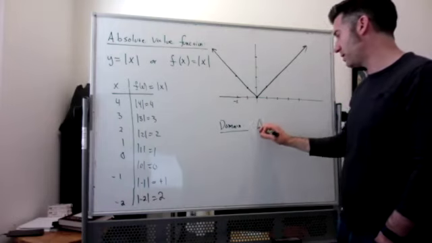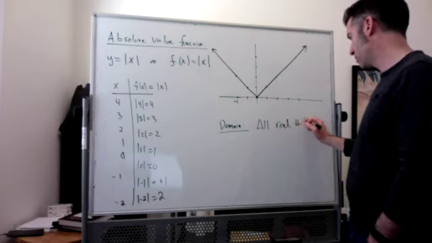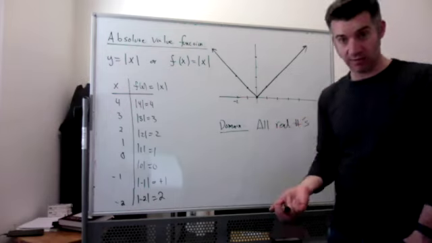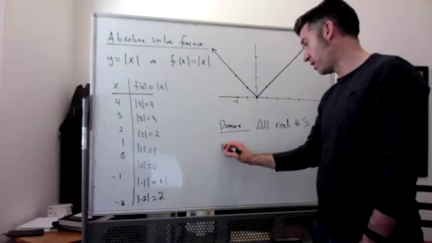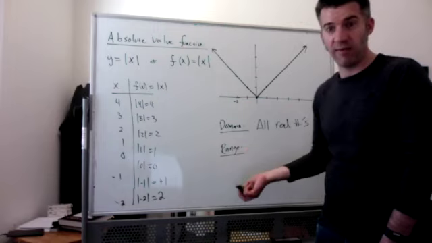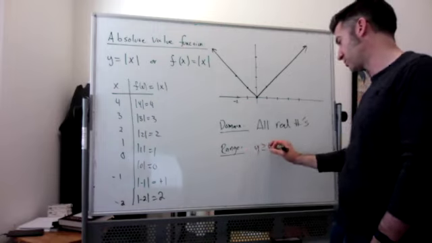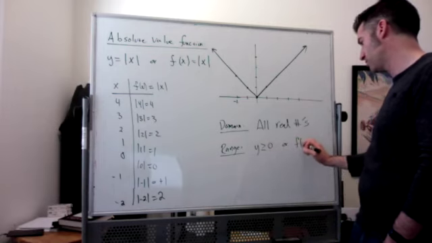For the domain here, I would say the domain is all real numbers. X can be literally anything. The range, well, just like before, actually, the y values still have to be greater than or equal to 0. So we can say the y values are greater than or equal to 0, or if you prefer the function notation.